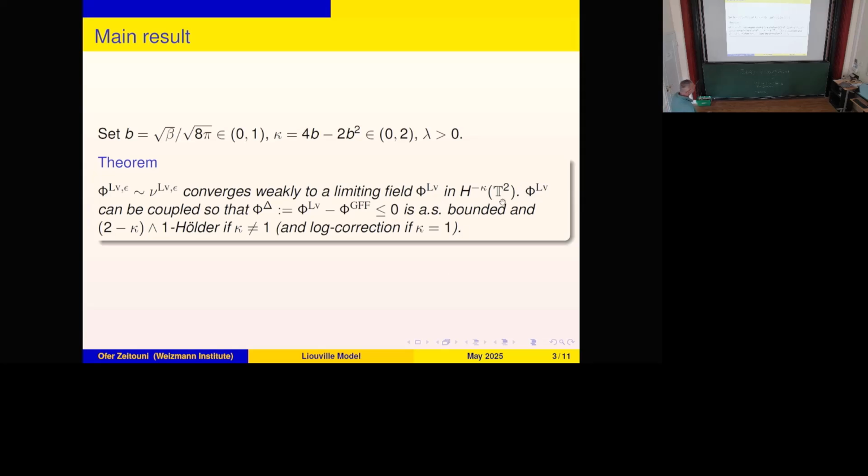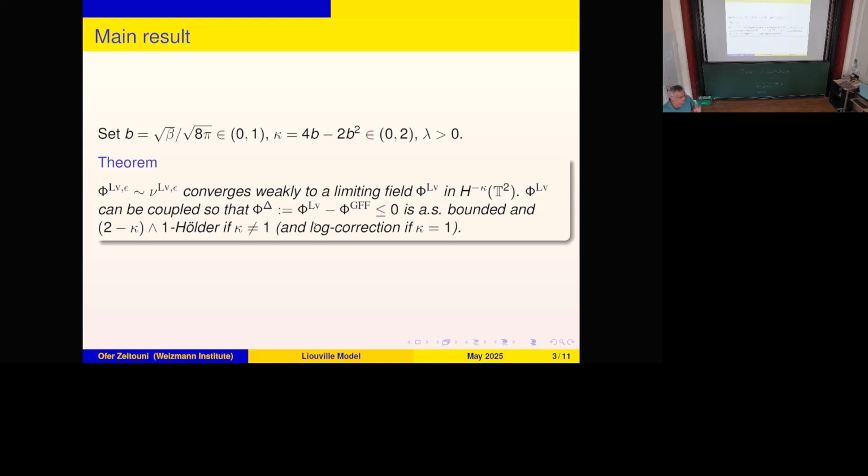But maybe more important from the perspective, and maybe more surprising, is that the field can be coupled with the GFF in such a way that, first, the difference is always negative, so you're always below the GFF values. And second, the difference field is very regular. So it's Holder continuous with a Holder exponent at least as good as what I wrote here.